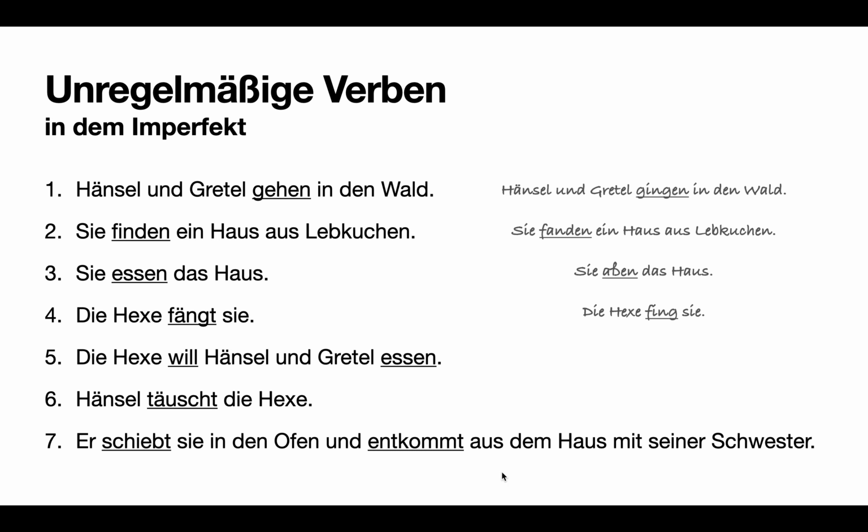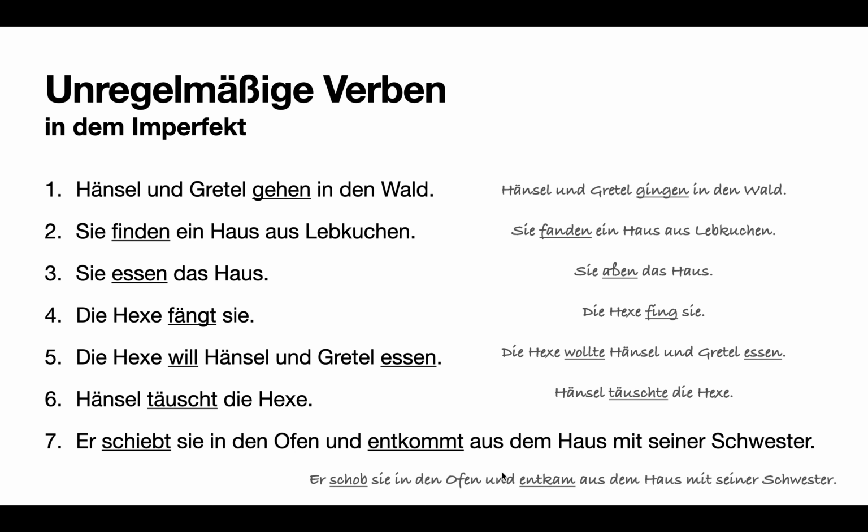Die Hexe will Hänsel und Gretel essen. This should be a throwback to what we did in our Kindheit unit, where you wrote Die Hexe wollte Hänsel und Gretel essen. The reason that essen stays the way it was is because wollte is a modal verb. Even past tense modal verbs still go with unconjugated action verbs in the past tense. Hänsel täuscht die Hexe. Hänsel tricks the witch. This one wasn't on your verb list because it is regular in the past tense. Hänsel täuschte die Hexe.